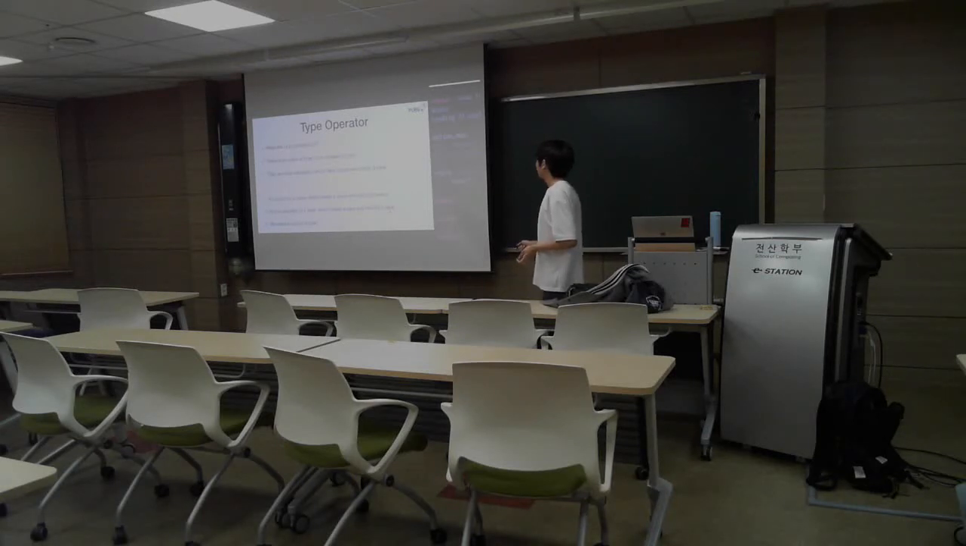So we need a type of type. We call it kind. Kind is a type of type. And we annotate a proper type, which is a type of value, like integer, string, or arrow type, by this asterisk. These notations are theoretical notation, not notation in Scala.